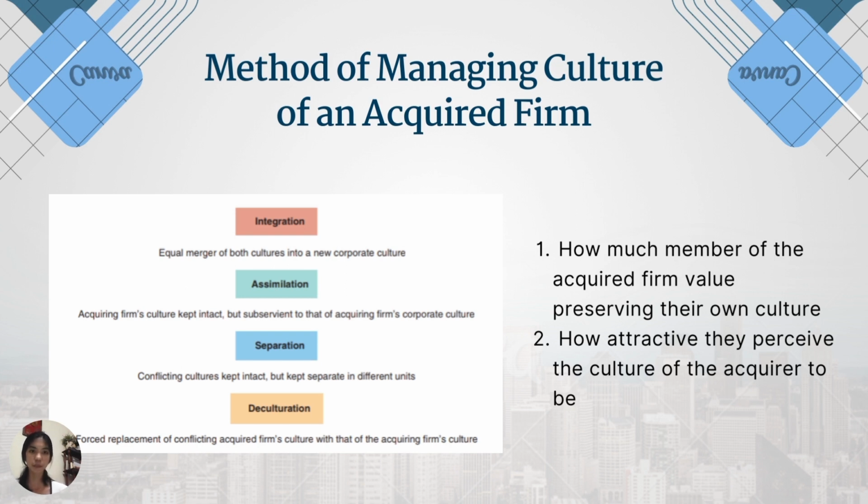Next one is the assimilation. Assimilation involves the domination of one culture over the other. The domination is not forced, but it is welcomed by members of the acquired firm, who may feel for many reasons that their culture and managerial practices have not produced success. The acquired firm surrenders its culture and adopts the culture of the acquiring company. So, assimilation means one culture is going to control the other culture, and it is just absorbed into it.